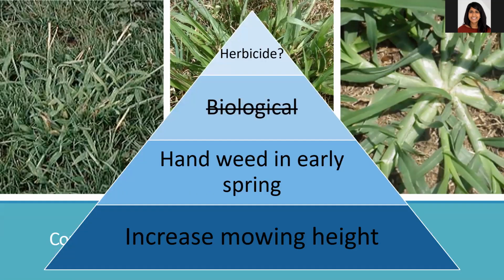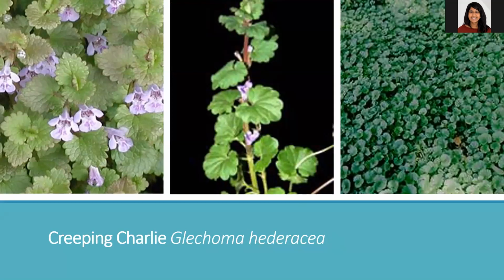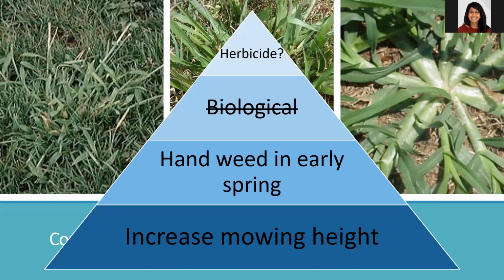So using the IPM framework on the last slide that I showed you before, sorry, I'm having a little bit of a slow internet connection, but now you should be able to see this pyramid on your screen up here. Just using the IPM framework, I filled out the pyramid with strategies in each area. First we have cultural, which is that bottom bar of the pyramid. One option is to try and shade out the areas where crabgrass might be taking over before the seeds have a chance to germinate by mowing at a higher height.